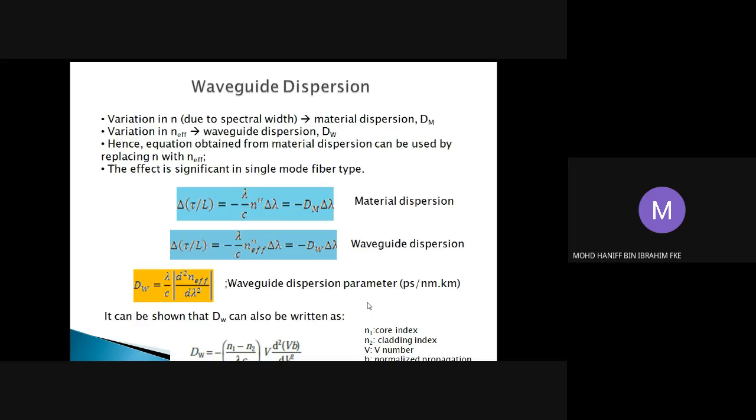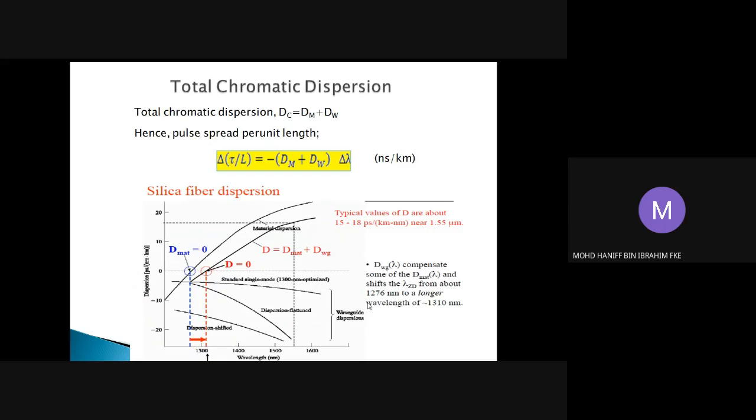But to be frank with all of you, the effect of waveguide dispersion can be ignored. Most of the time we are not so interested in waveguide dispersion because the value is quite small, and in such a way we can ignore its effect. So most of the time in chromatic dispersion, our interest will be on material dispersion.